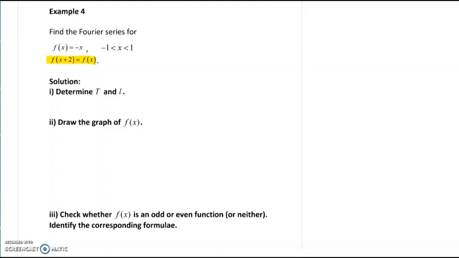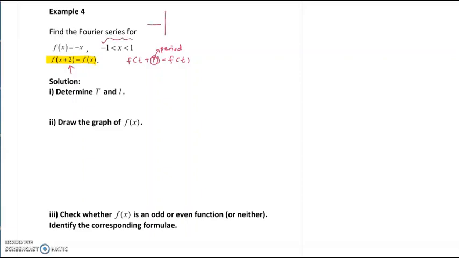If you can recall, in general, a function is periodic if f(t+T) equals f(t). The same thing here, f(x+2) equals f(x), where the T here denotes the period. So in this case, we know that our period is 2, or the 2 here can also be seen from the given interval.